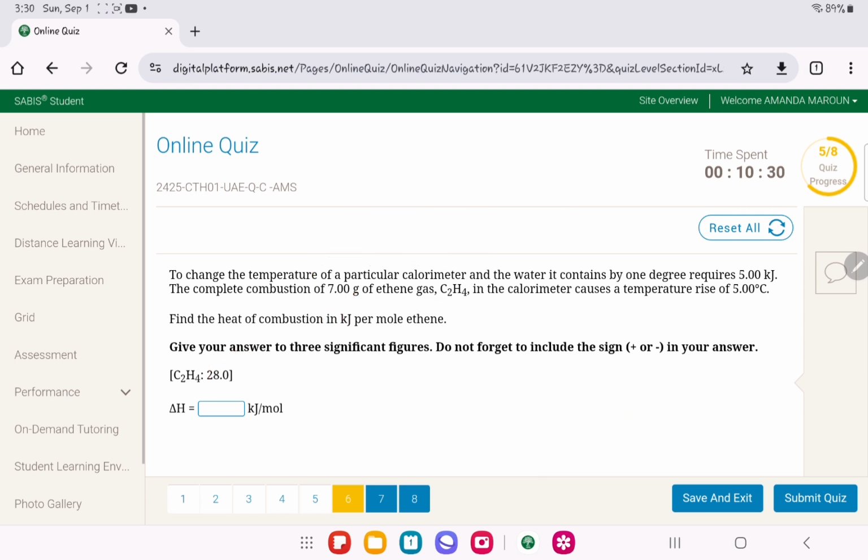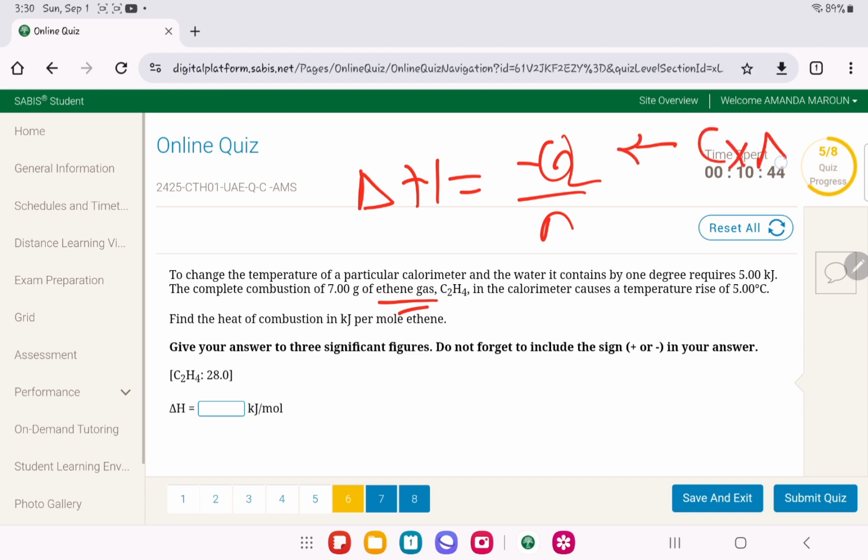So again, I'm going to explain it one more time. We are going to use delta H equals negative Q over N. If they're talking about a gas or a liquid, for the Q, we're going to do only the C times delta T without the mass. And for the number of moles, it's mass over molar mass. So we're going to replace it now.